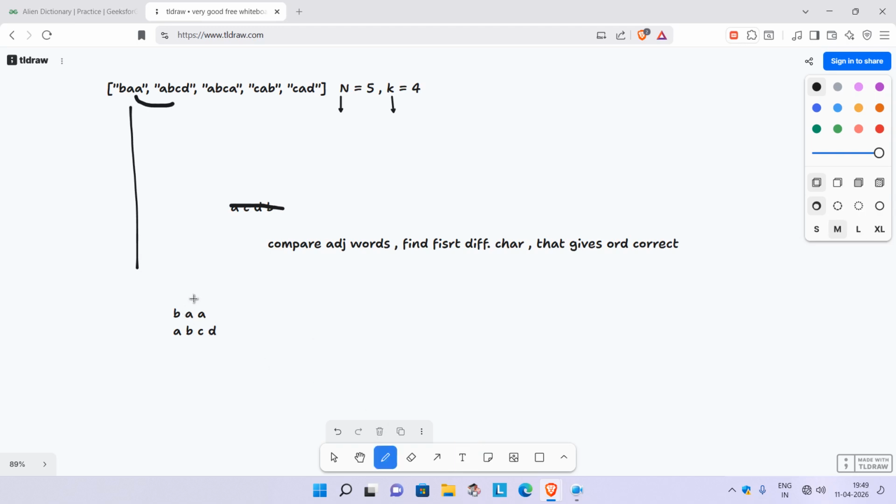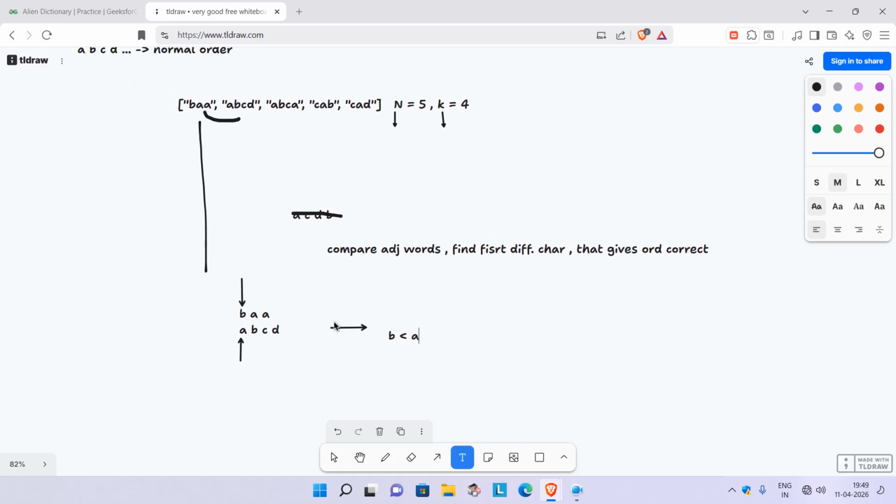Let's say we are standing at this position in both words, and let's use this arrow so it's understandable. This is B from here and this is A from here. So these are different, and this word comes before the other. So it suggests that B is less than A, meaning B should come before A. So this gives me the ordering that B comes before A. Keep remembering this.